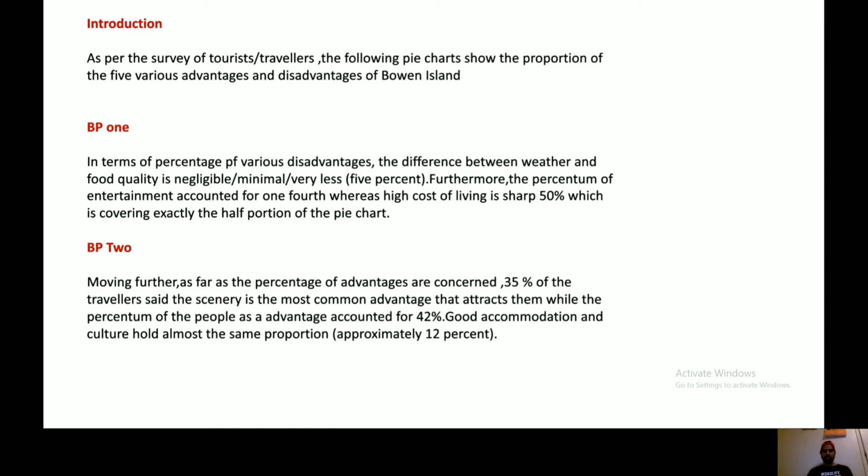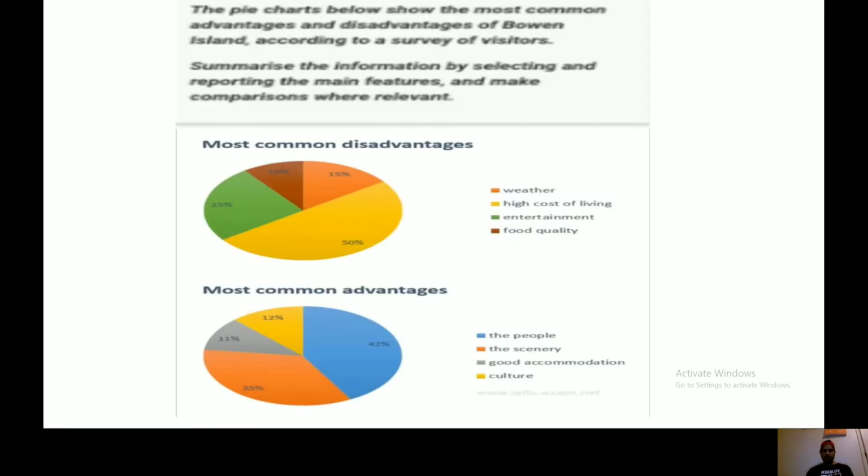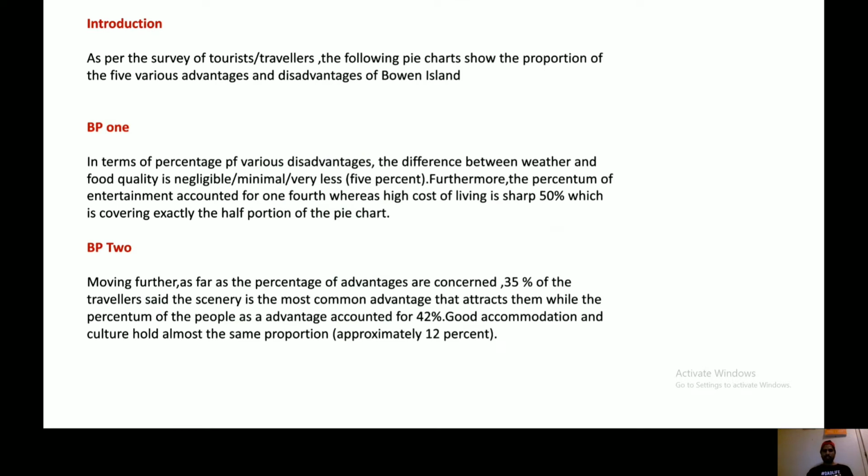Okay, so high cost, whereas high cost of living is sharp 50%. That is covering the 50% of the pie chart. So it is sharp 50%, but because it's exactly 50%, I use the sharp 50%, which is covering exactly the half portion of the pie chart. Here we can see that the high cost of living is 50%. Okay, so one pie chart is done.